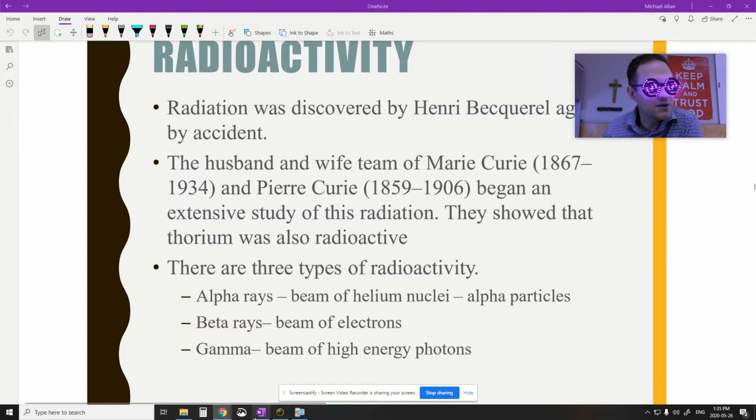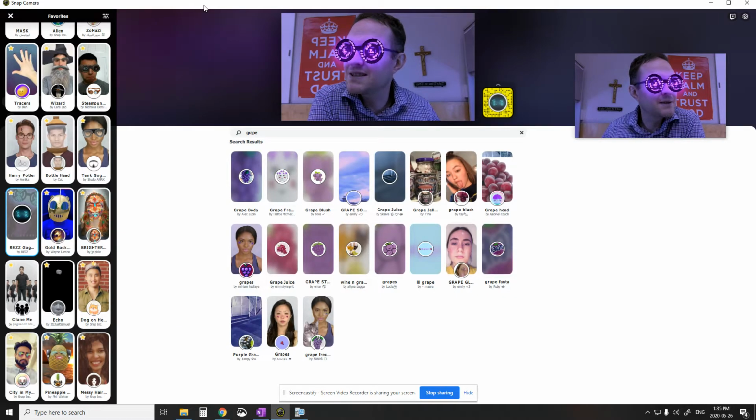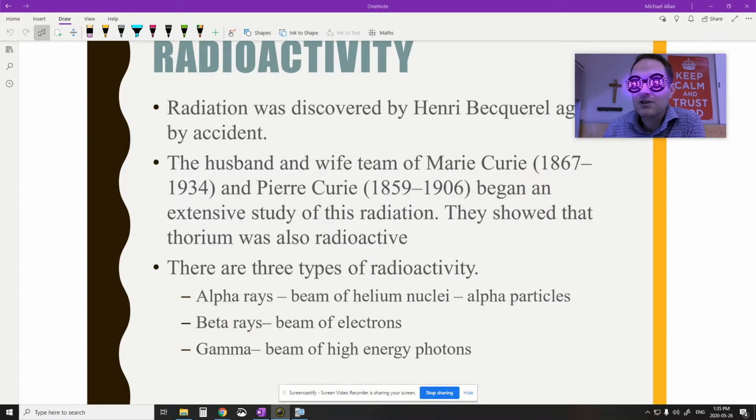I'm going to change this filter. It's a little bit crazy. Okay, let's change it to something less crazy. Maybe these goggles again. Yeah, let's do this one for now. Okay.